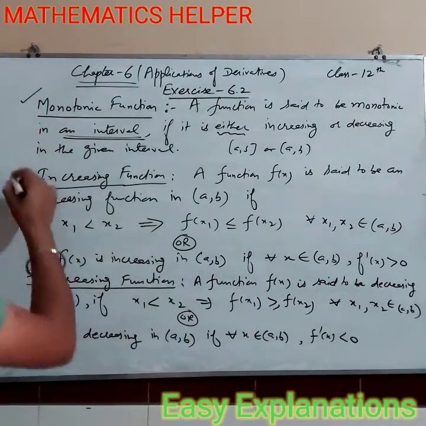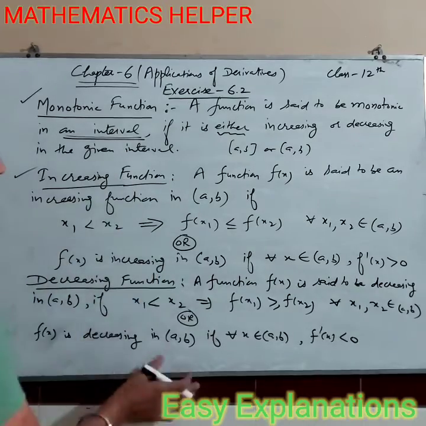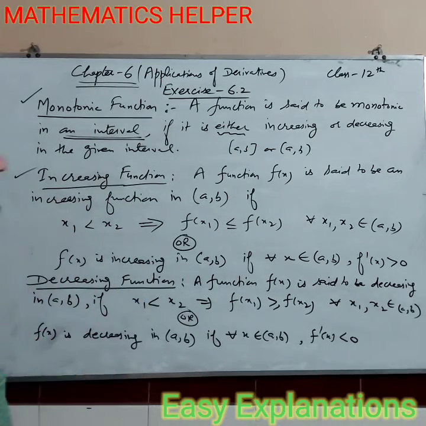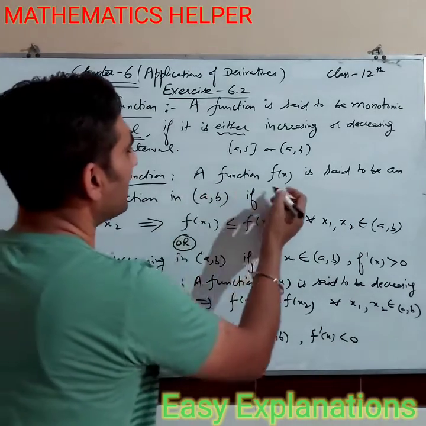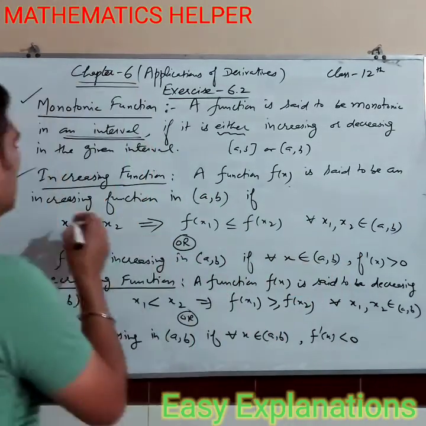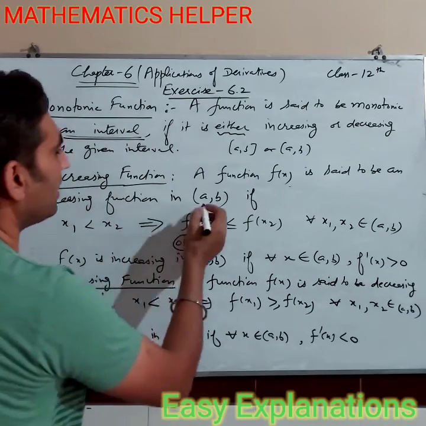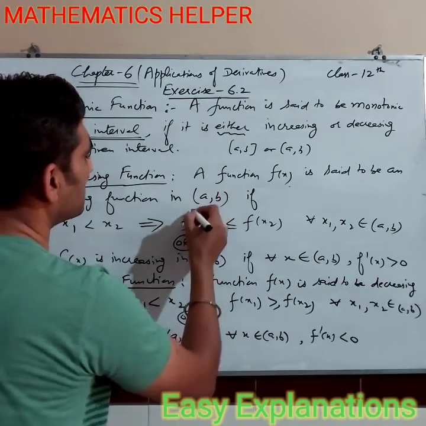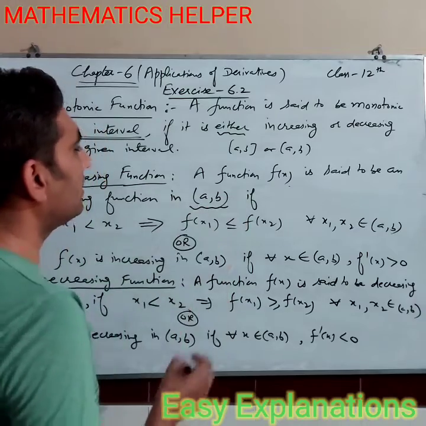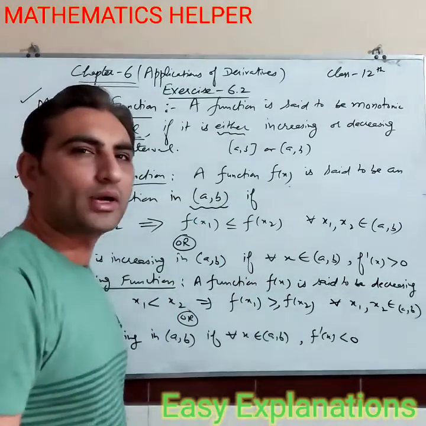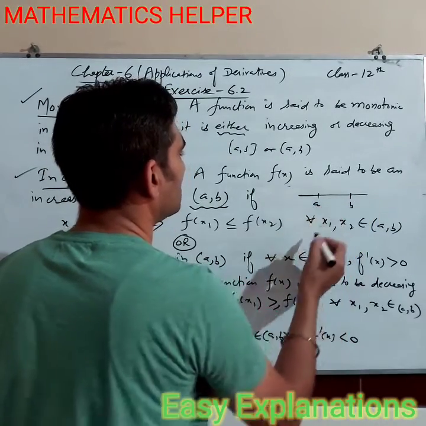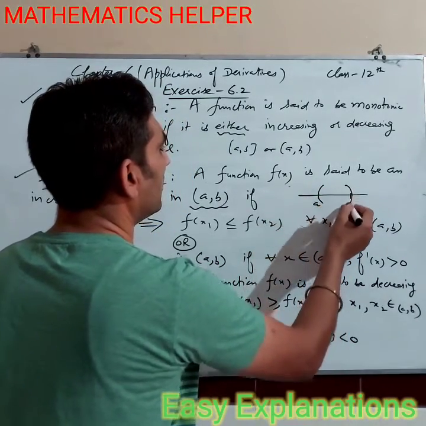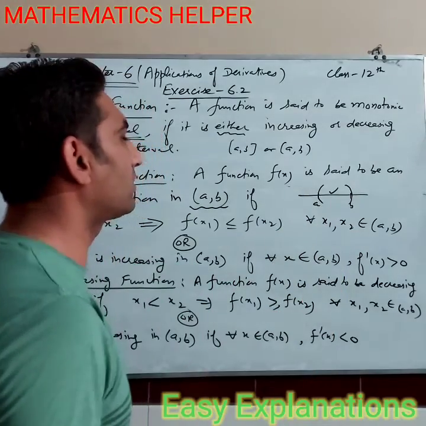For that, you have to remember these results given. First one, for an increasing function. When we say a function is increasing, a function f(x) is said to be an increasing function in the open interval AB. This interval is open. Open means A and B are not included. All other numbers in between are included.